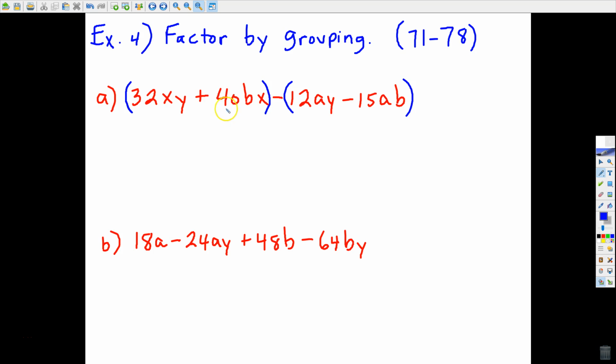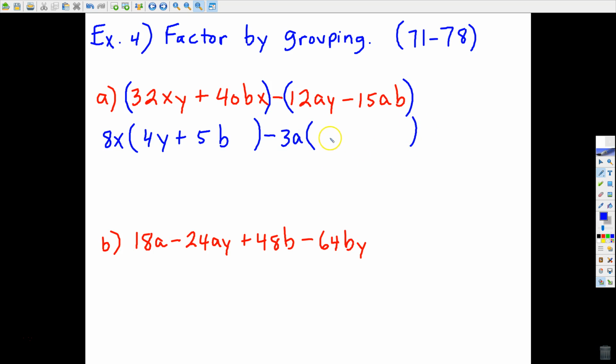Alright, so the goal here is when I factor out those separate GCFs from the 2 groups, so let's just see what it looks like when I factor out 8x. And then this group becomes 4y plus 5b. Okay, and then I'm going to bring down the minus, and now I'm going to factor out the other GCF, which is 3a.